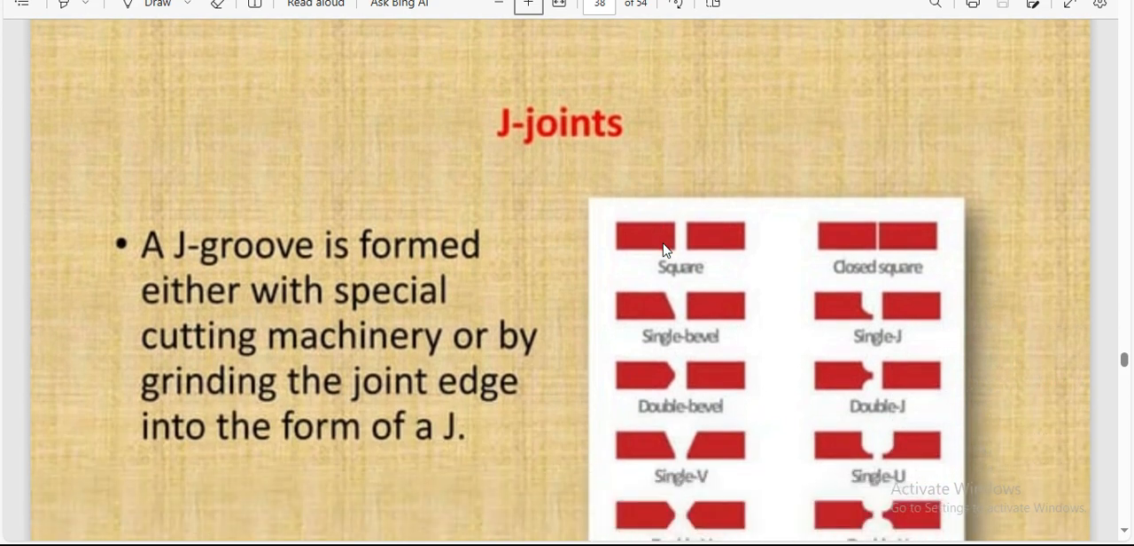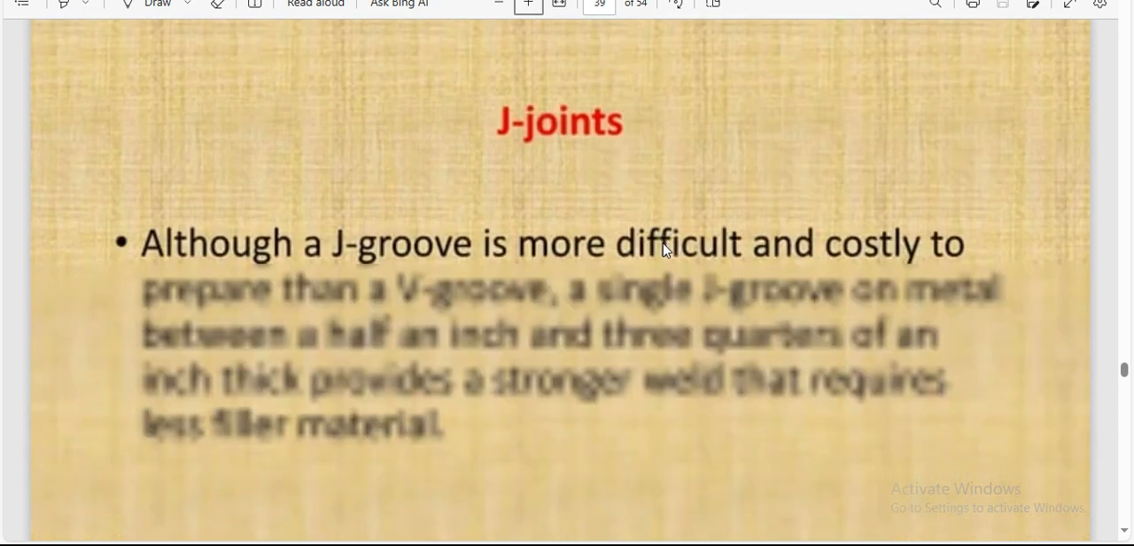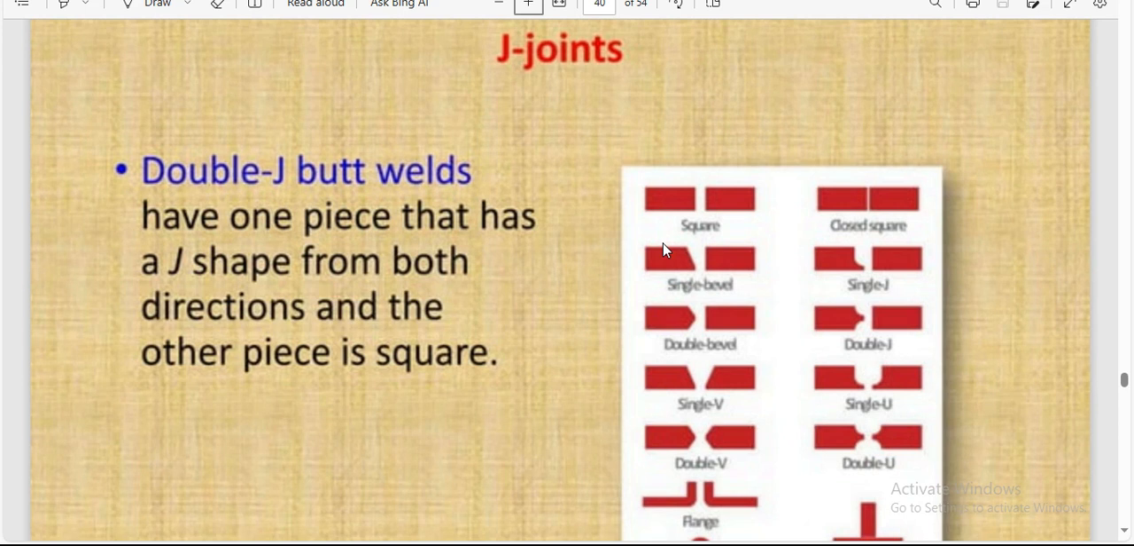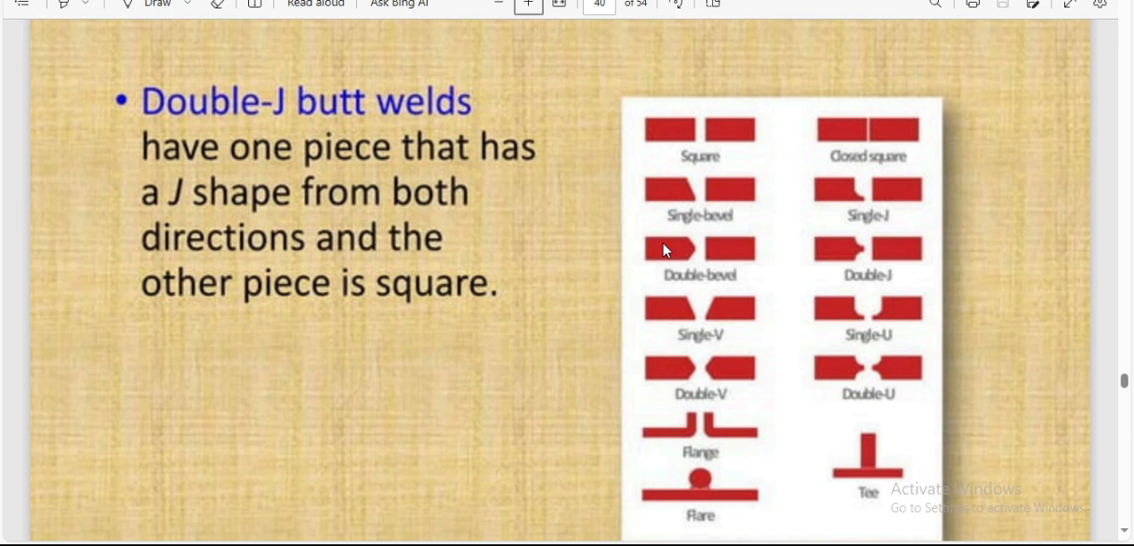J joints. A J groove is formed either with special cutting machinery or by grinding the joint edge. A J groove is more difficult and costly to prepare than a V groove. A single J groove is used on metal between half an inch and three quarters of an inch thick. J joint, double J joints, as you see, single and double. Those are the types of butt joint welds.